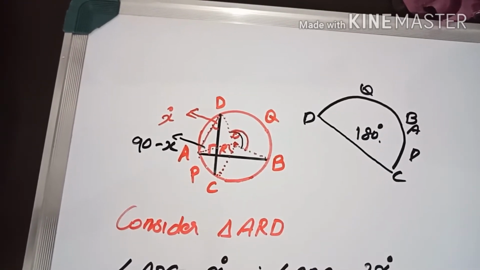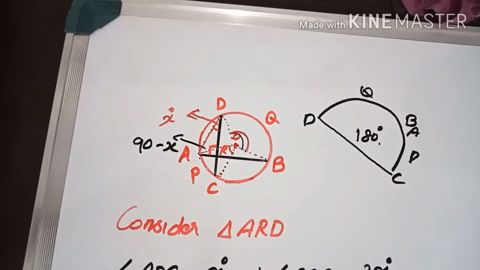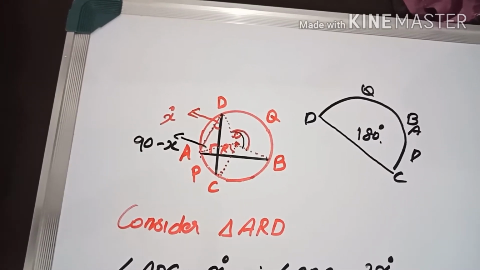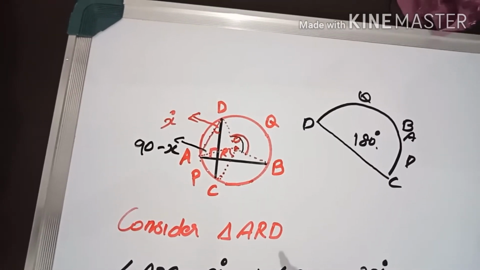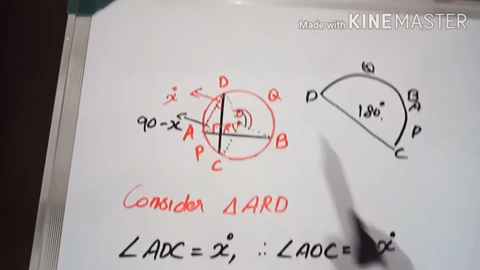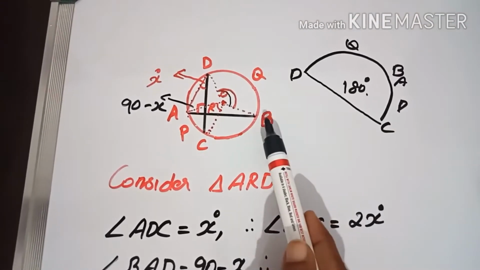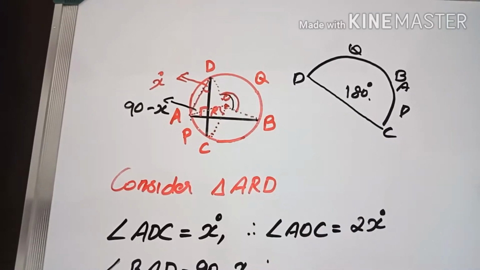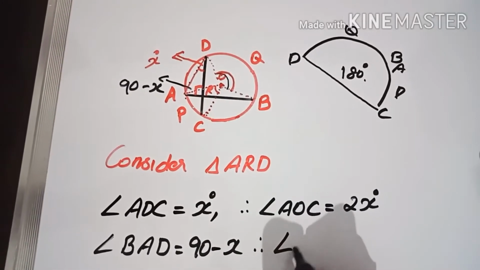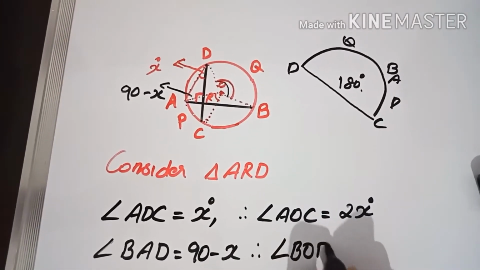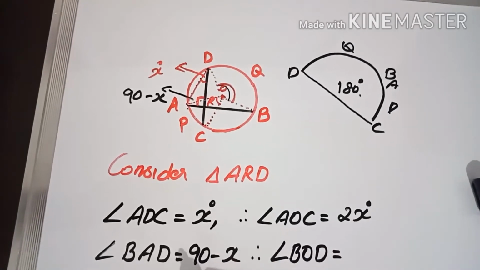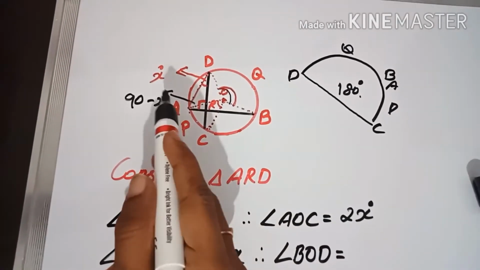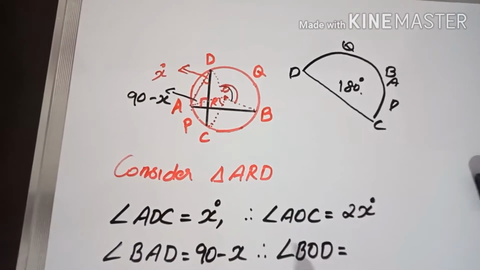So angle BAD equal to 90 minus x, what will be the central angle? Starting from B and ending at the point D, BOD is the central angle. So angle BOD equals its double, 2 times 90 minus x degree. Here whatever the angle there, its double will be the central angle.